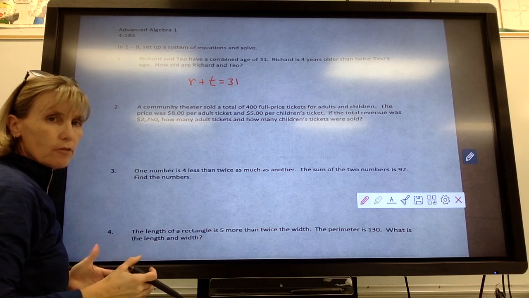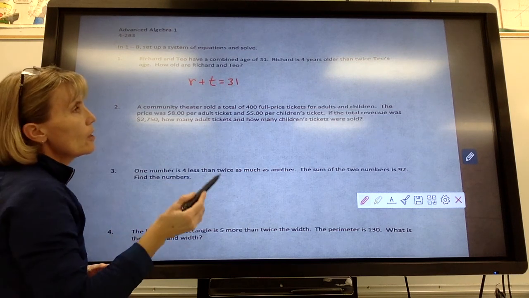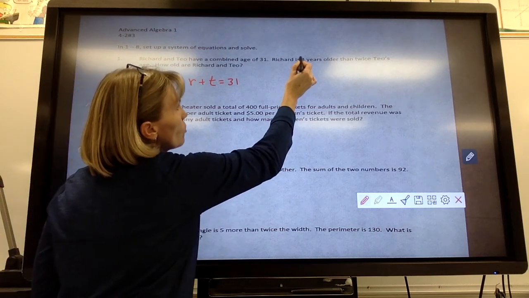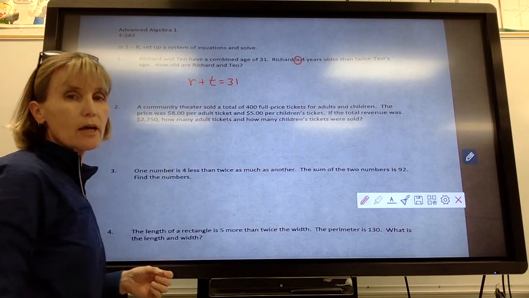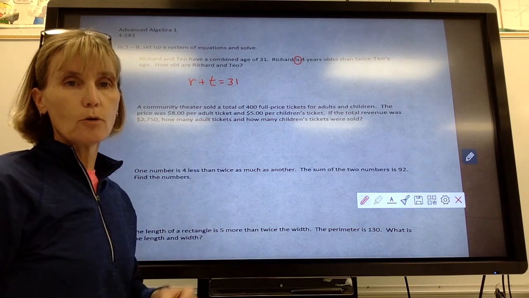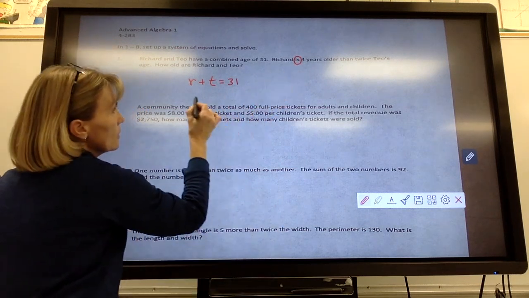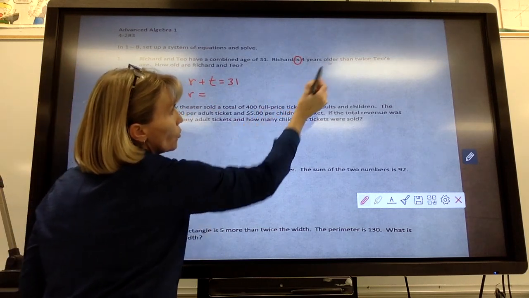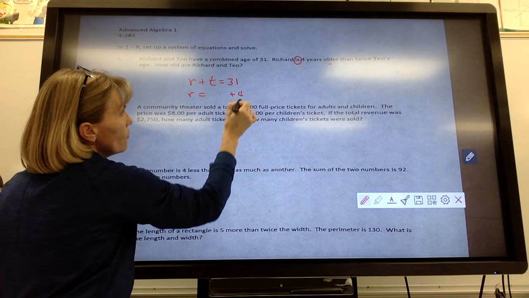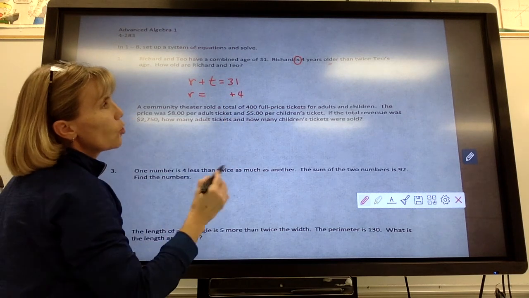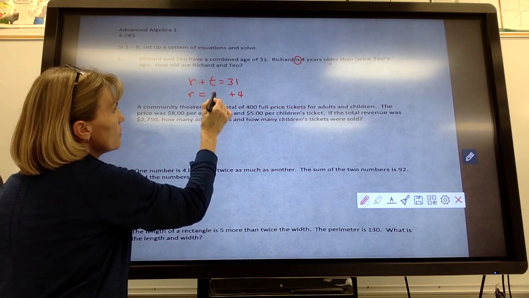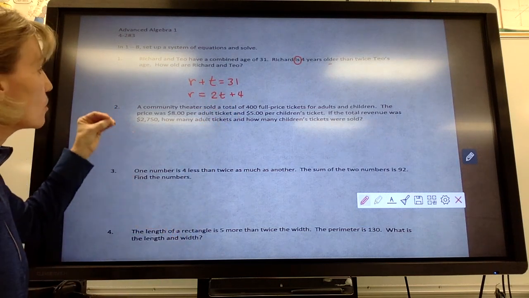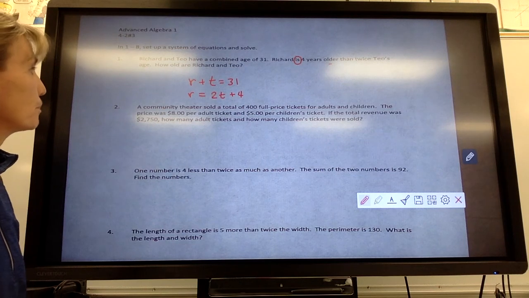A lot of times we get confused by where to put the variables, but look for the word is, or was, the past tense of is. Here's the word is. A lot of times in math, is means equals. So when it says Richard is, I'm going to say Richard equals 4 years older. Older means to be plus 4. 4 years older than twice Tio. Twice means to take 2 times. So I'm going to say 2t plus 4. So my second equation is R equals 2t plus 4.